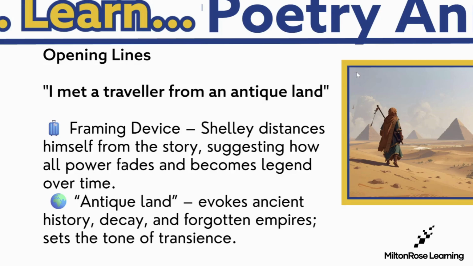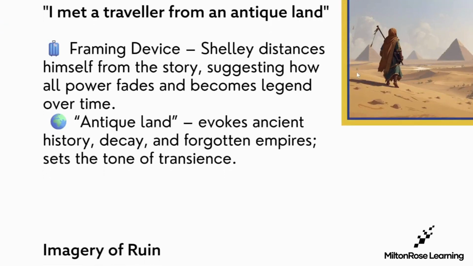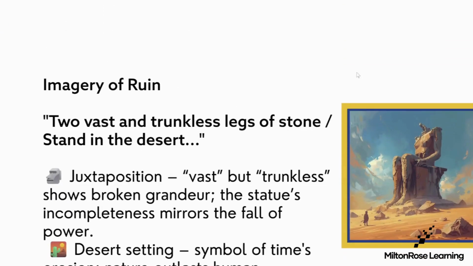Also, the phrase "antique land" evokes ancient history, decay and forgotten empires. It sets the tone of transience. Not even the biggest empires in the world last. Say the Roman Empire, the Egyptian Empire, they're all gone. Absolutely all gone. And so nothing lasts. It's the theme of transience throughout the whole text.